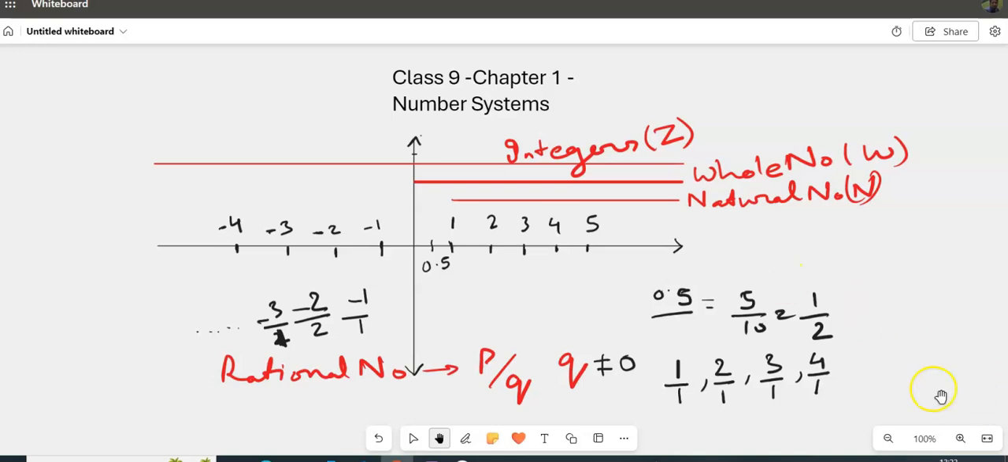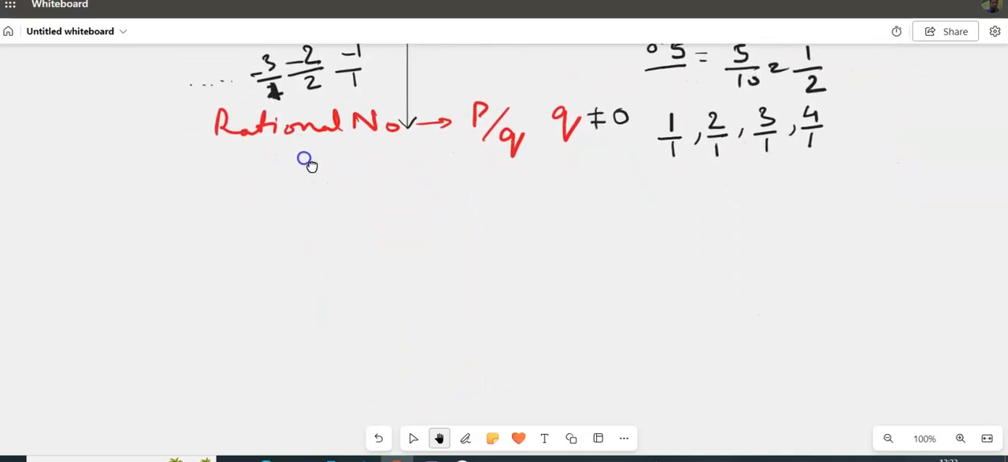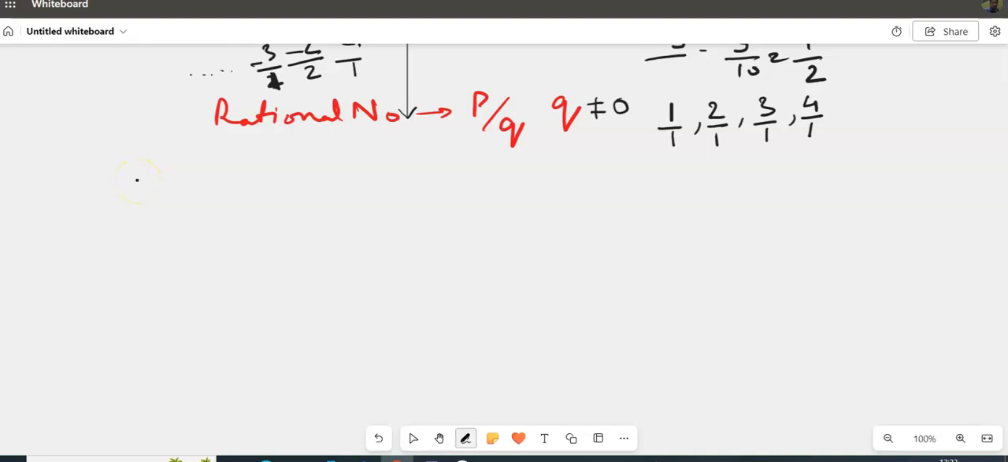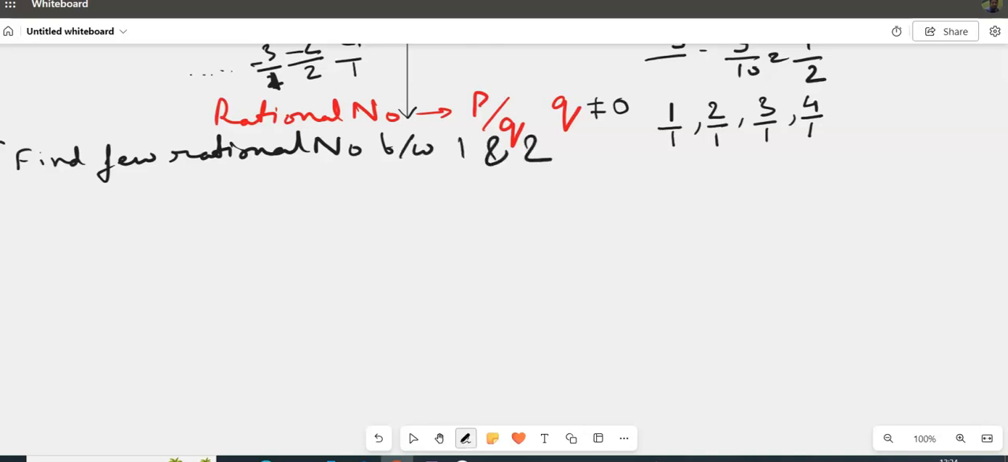I'll go with the irrational numbers definition and everything in a minute, but before that, let's take a little bit of a deep dive into the rational numbers. Let me show you a few examples to understand it better. But before we go on, let's do some exercises. Let's say somebody asks us to find a few rational numbers between 1 and 2. Okay, so we have a formula for that, r plus s by 2.